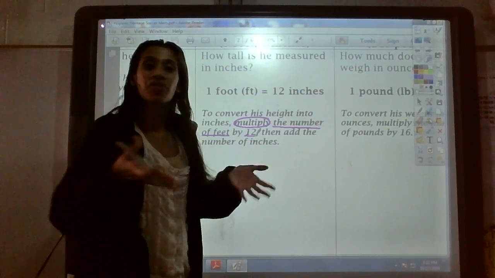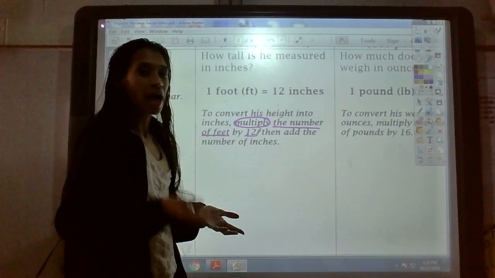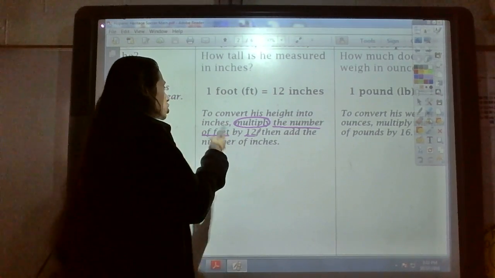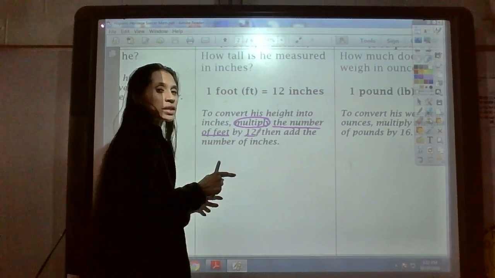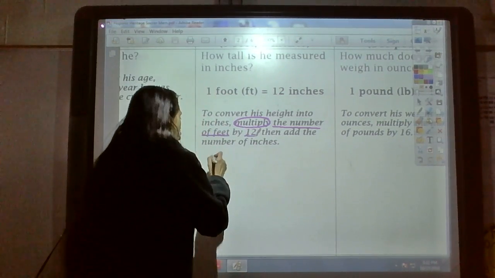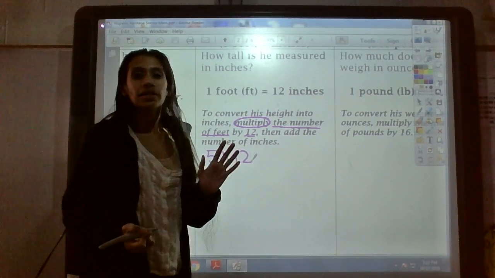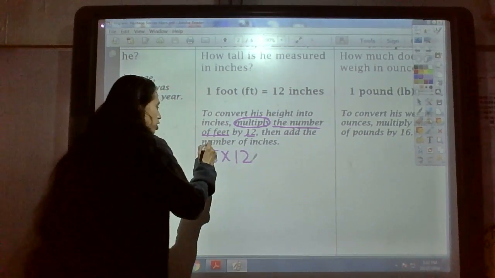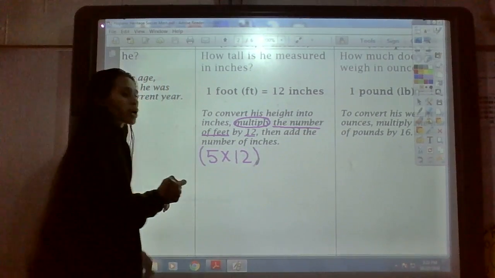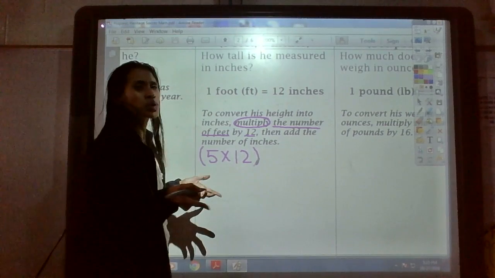So let's set up that part of the problem first. I am going to use parentheses to help you separate that from the rest. So we're going to multiply the number of feet. He's how many feet tall? 5 feet tall. So I need to do 5 times 12. Now, since I'm doing that first, I am going to enclose it in some parentheses, because you always do what's in the parentheses first.